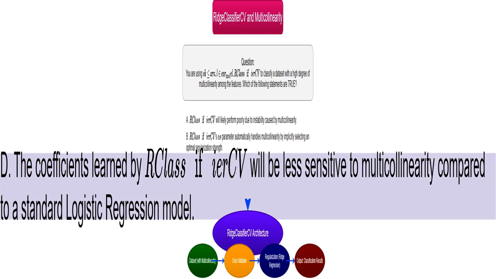RidgeClassifierCV uses regularization, which basically shrinks the coefficients. Think of it as reducing the impact of noisy or strongly correlated features, leading to more stable coefficients, the numbers that determine the model's predictions. This is unlike standard logistic regression, which is more susceptible to unstable coefficients with multicollinearity.